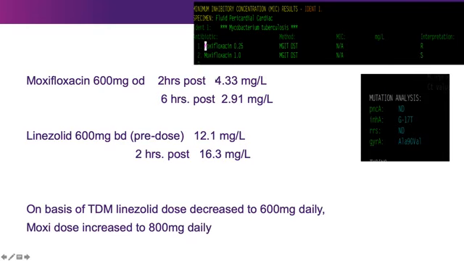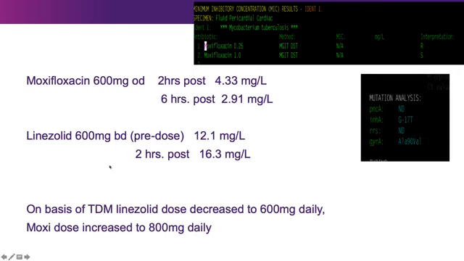Some levels were done and showed that levels were a little bit low, so we probably want to be around maybe 8 milligrams per litre. The levels aren't that important for the purpose of this, but it was decided to increase his moxifloxacin from 600 to 800. So he's already gone from 400 to 600 based on genotypic results, and on the basis of TDM, he's gone from 600 to 800 based on what we felt was a reasonable target.